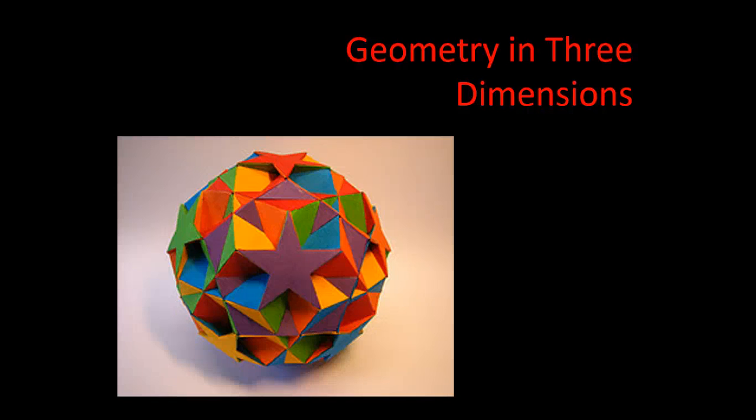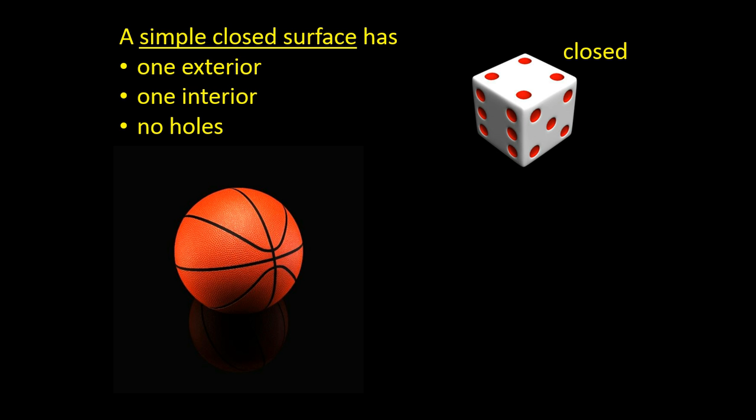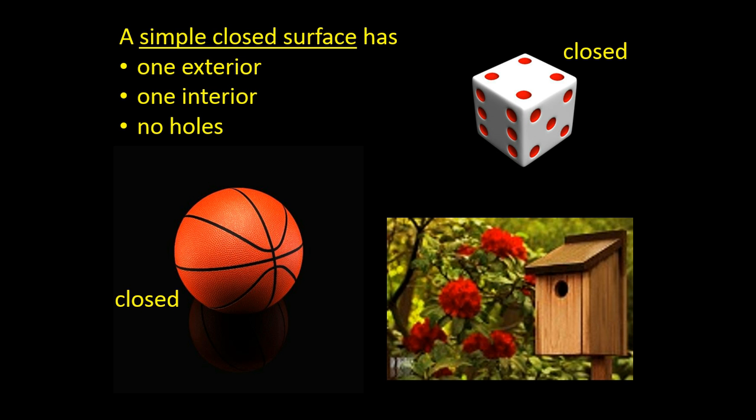Our next topic is geometry in 3 dimensions, and we're going to start with some definitions again. A simple closed surface has one exterior, one interior, and no holes. So this die would be an example of a simple closed surface, as well as this basketball. The birdhouse, on the other hand, is not a simple closed surface because it's not closed. It has a hole in it.